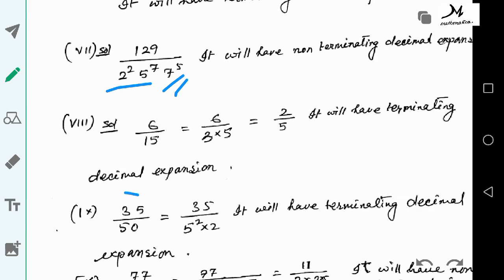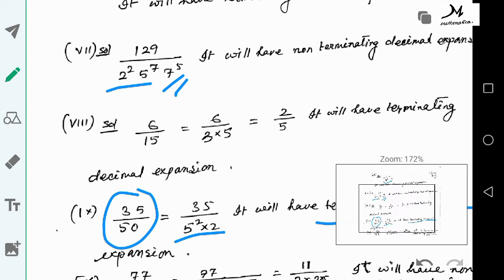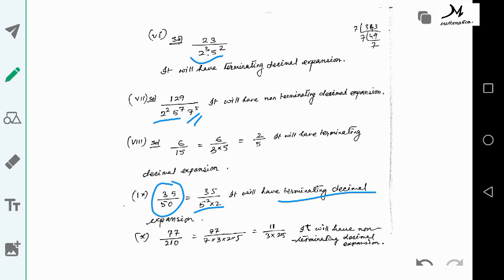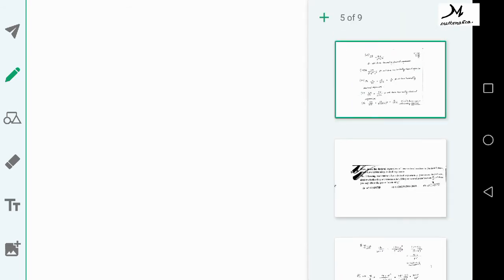And 35 by 50, whose denominator can be written as 5 square into 2, which is in the form of 2 to the power n into 5 to the power m. So it should have terminating decimal expansion. Now next one, 77 by 210. Here also, other than 2 and 5 there is the factor 3, so it cannot have terminating decimal expansion. Okay, so now let's move on to the next question.